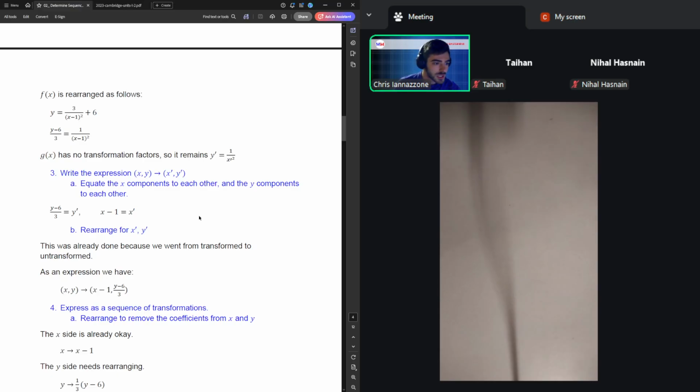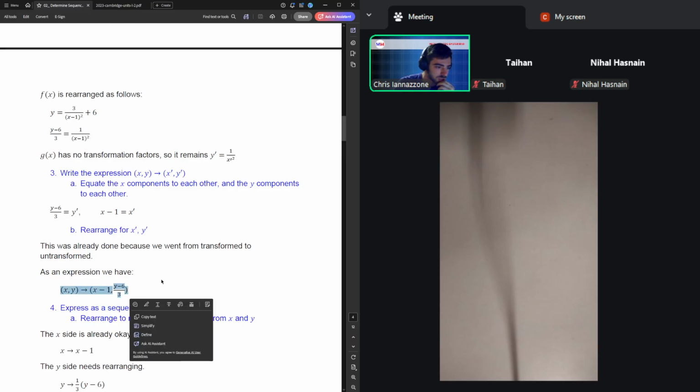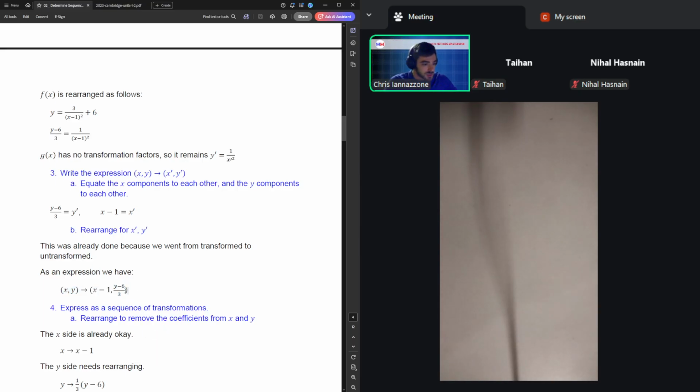Due to the nature of the way this one was written, there actually isn't any algebra to be done here. X dash and y dash are already on their own. They're already the subject of their equations. So x dash being x minus 1 and y dash being y take 6 over 3 means that we have this expression. That is our transformation. In some questions, that's enough. Like, this is a mathematical way of saying that this is the transformation right here.